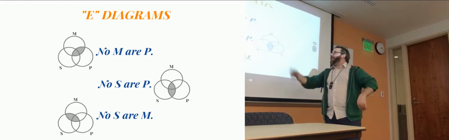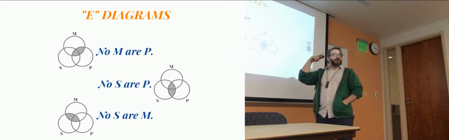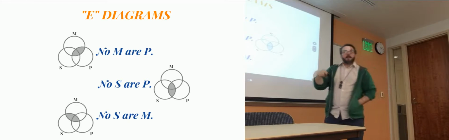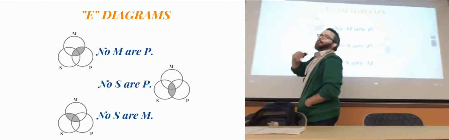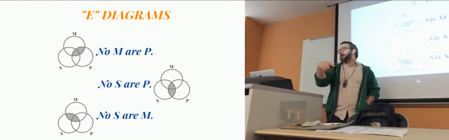What is the next step? I've done A diagrams, I've done E diagrams. Yeah, I and O diagrams. I and O diagrams, I'm not shading, I'm Xing, because it's a particular statement, right? And for particular statements, I'm always saying there exists at least one thing that is here in this particular place where I draw my X, right?